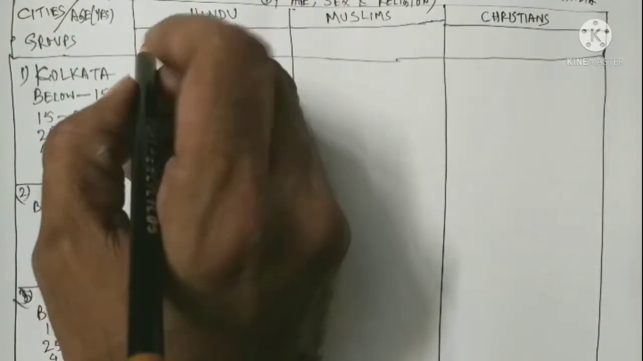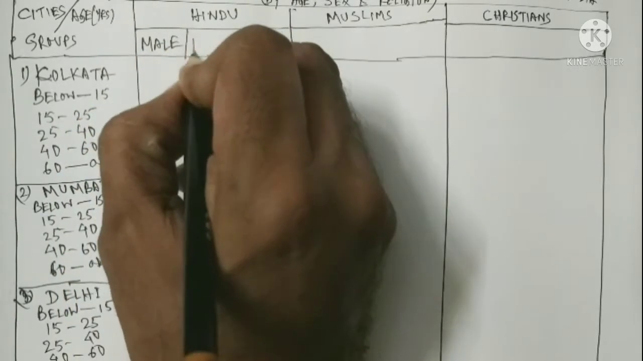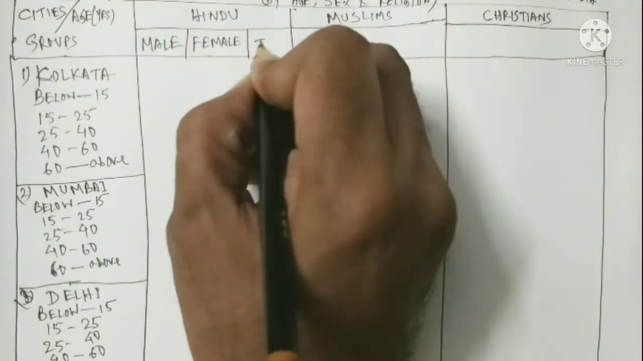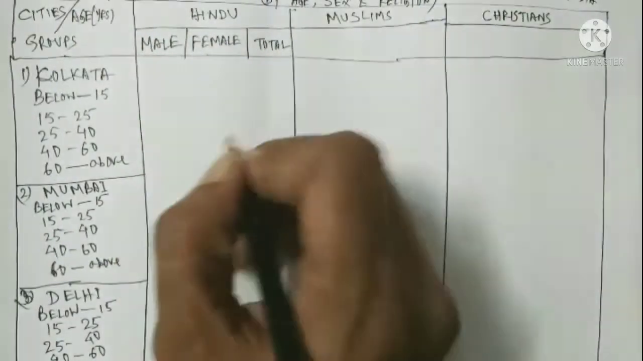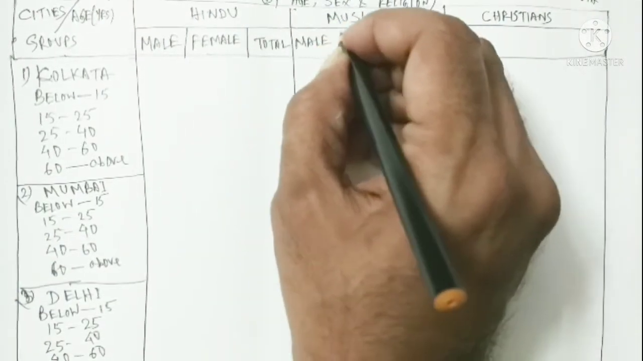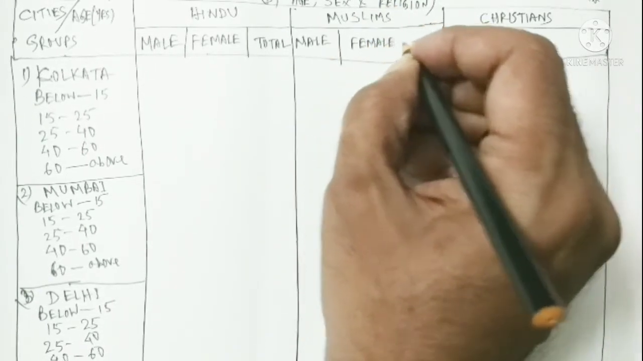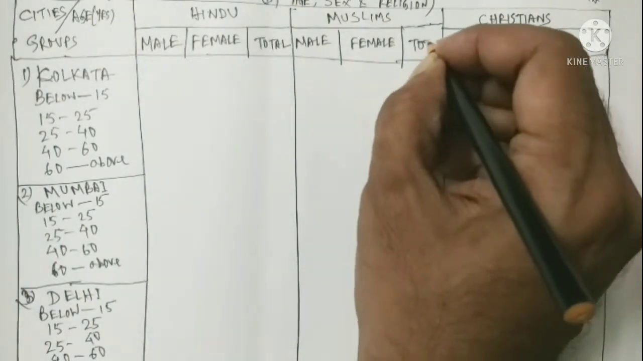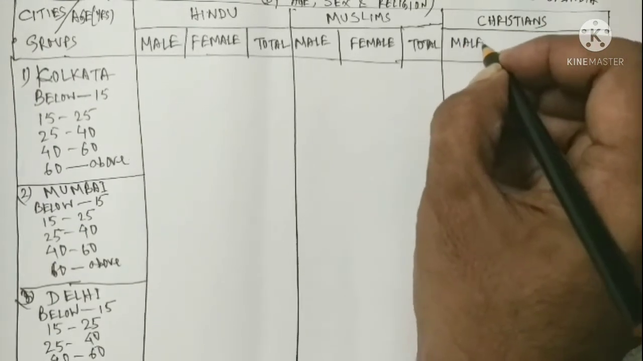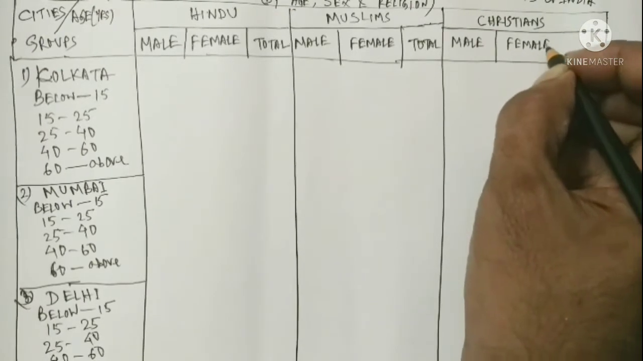Suppose Hindus are categorized as male, female and total. Muslims are categorized as male, female, total. And similarly for Christians also, male, female, and total.